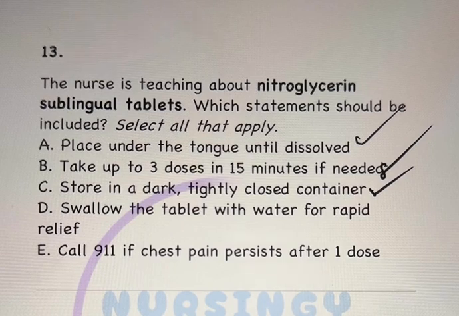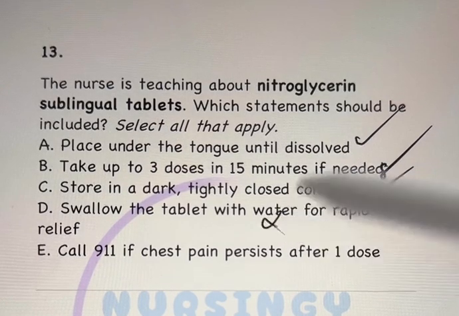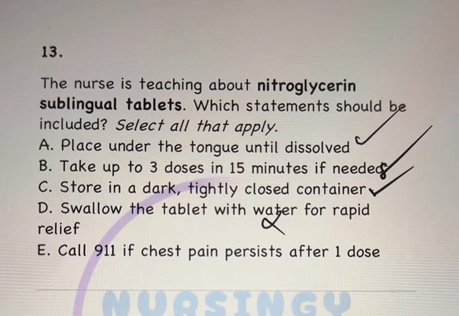Yes, Queen, definitely. Swallow the tablet with water for rapid relief. Is it recommended to do that? No, we need it sublingual. So we can't do that.